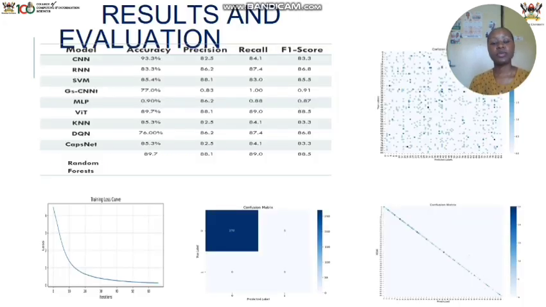Next, we have the results and evaluation for our different models. The first table shows the different accuracies, precision, recall, and F1 score, which we used to measure our models' performance. Then we have the different graphs: the training loss graph, which was for our MLP model. Then we have the confusion matrix next, which was for our DQN. Then the other confusion matrix was also for our MLP model. Then the one above was for our CNN model.